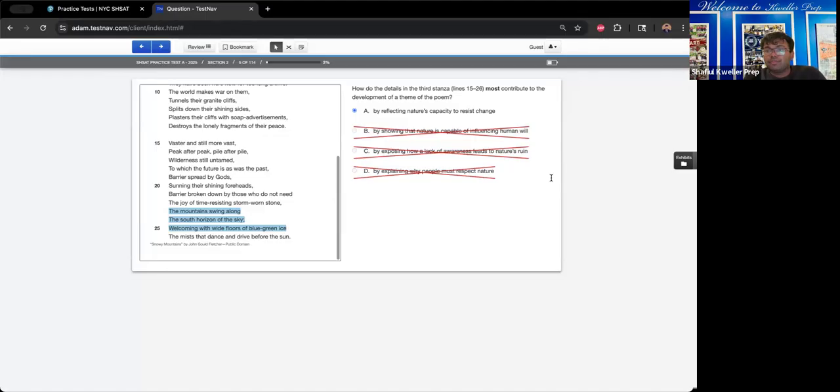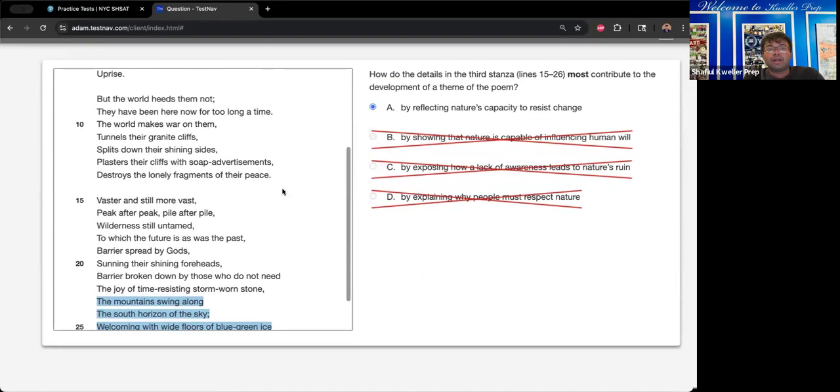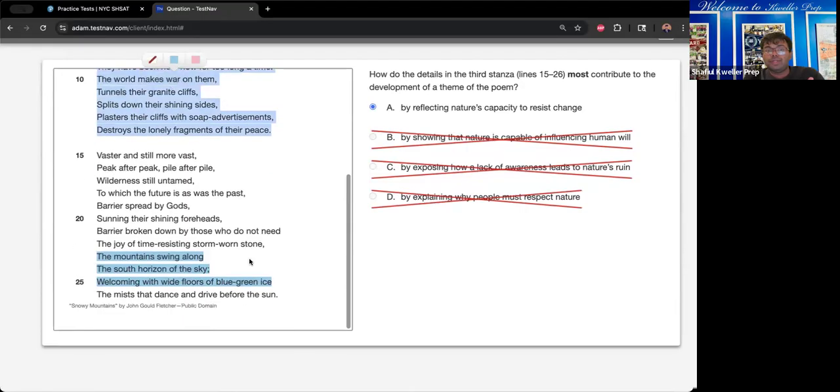Someone said, how does mountain swinging relate to nature resisting change? The fact that the mountain is swinging along means that, here we are talking about how humans are destroying nature, but here it seems like nature's unfazed, nature's withstanding the change. So that's why.